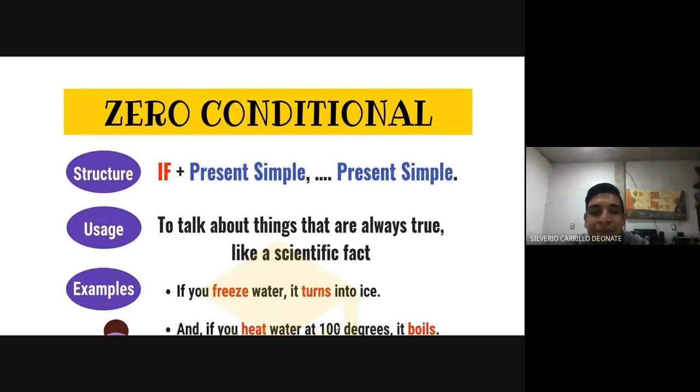Okay. For example, I can say, if you run fast, you get tired. Yes, if you run fast, you get tired. Si corres rápido, te cansas. Yes?